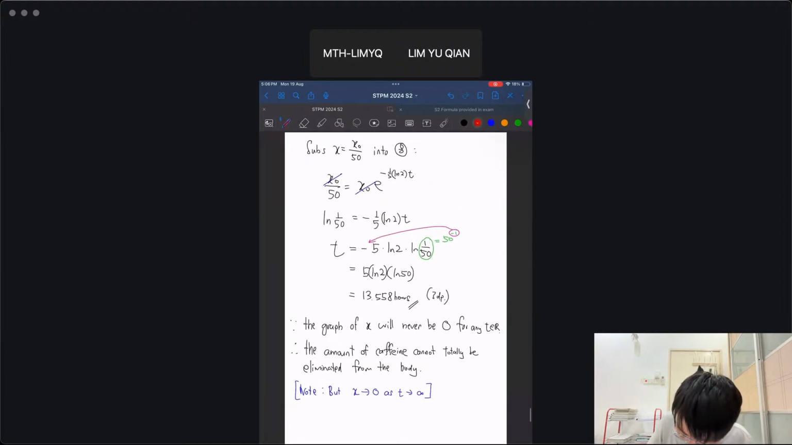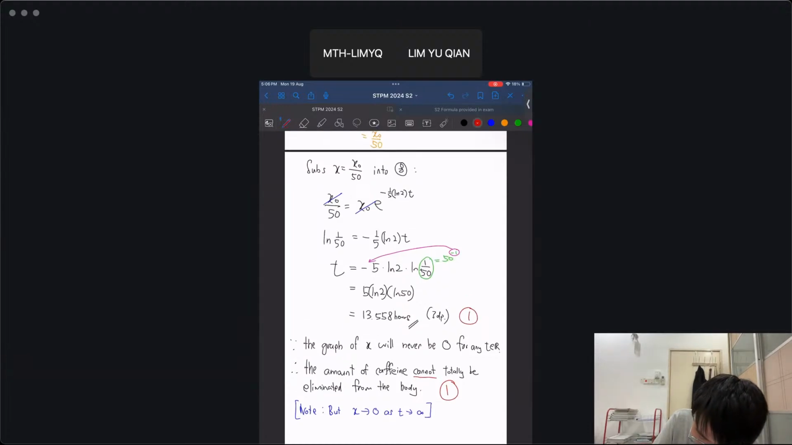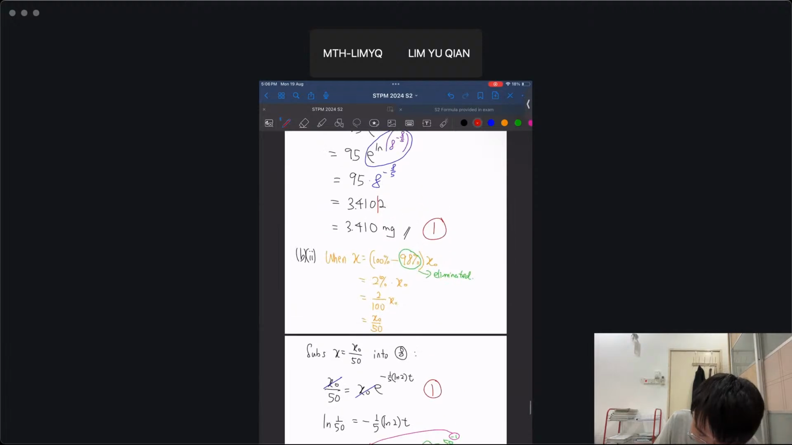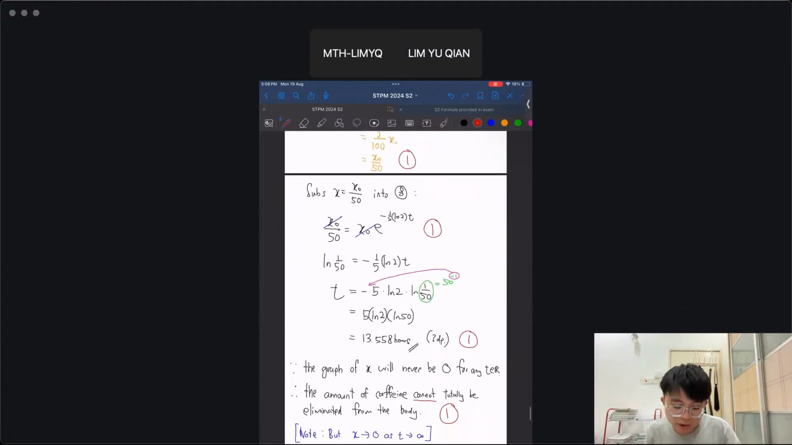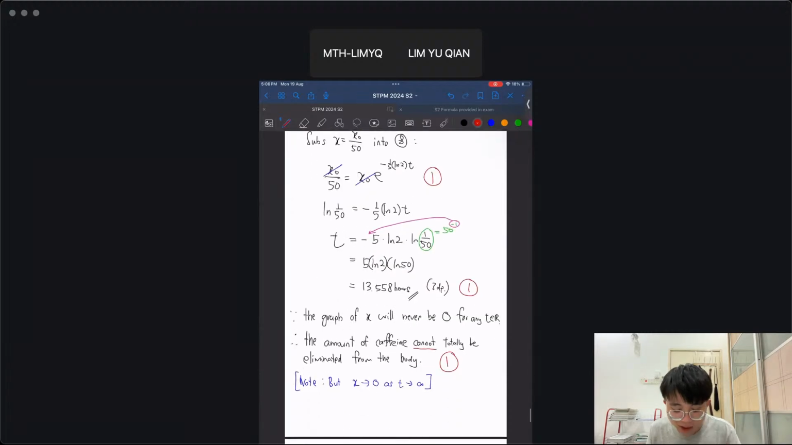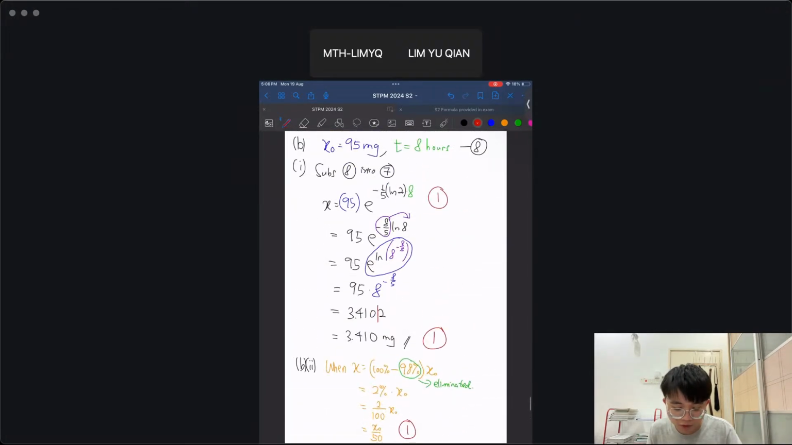So the mark allocation: one mark here, you tell it cannot totally be eliminated. One mark for the final answer. One mark for substitution, if you know the substitution and all the working. And if you know that 98% is eliminated so only 2% is left, that's another mark. So that's why this one has 4 marks.